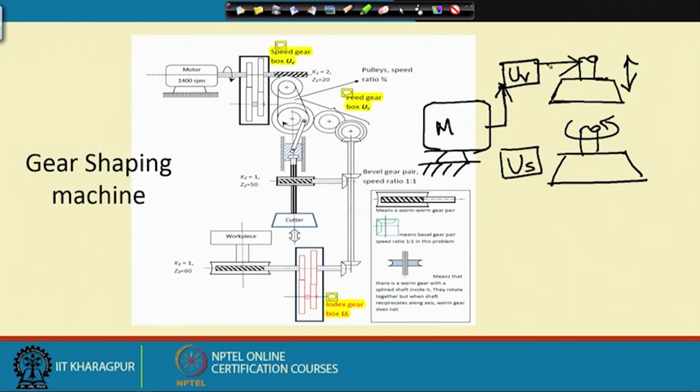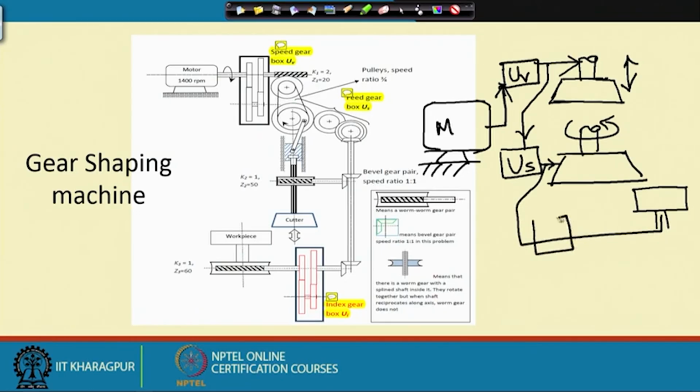We draw the power from here. You might say, why did you suddenly draw it? There is a definite reason which I will be explaining. So, we give it to this one for rotation. So, the workpiece also must be rotating. So, for the workpiece, we draw the power from here and rotate it. While rotating, we place another gearbox, and this one is called the index gearbox. It controls the number of teeth.